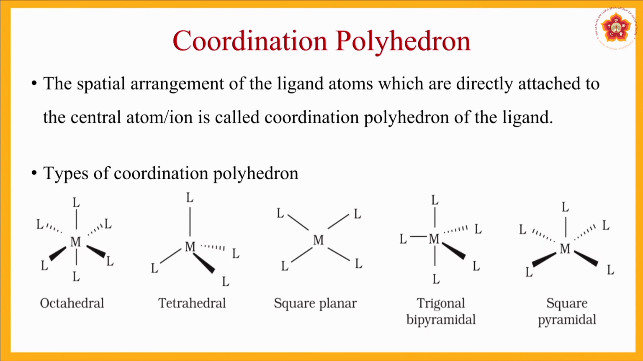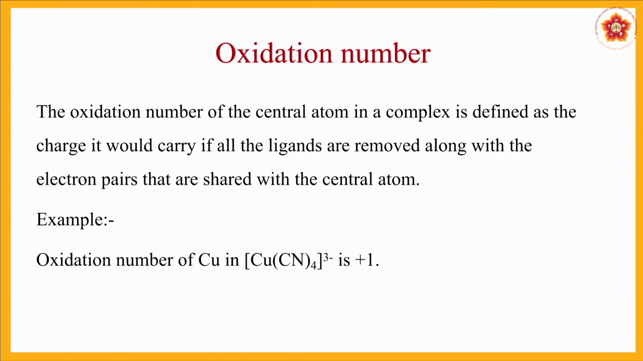Tetrahedral, we have already seen in the structure of methane, square planar, trigonal bipyramidal, square pyramidal. These are various types of polyhedrons that can be obtained in coordination compounds.